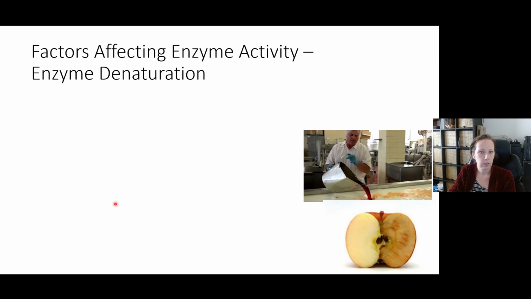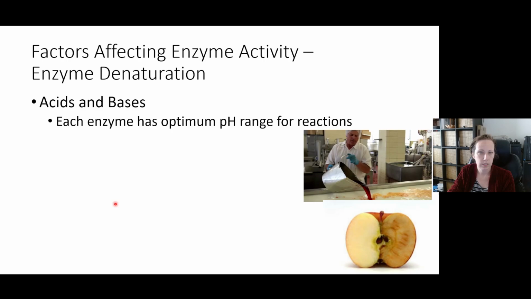Okay. Second way that enzymes can be denatured is through acids or bases. And so each enzyme has an optimum pH range for reactions, a certain range of pH where it's going to perform its best. So for example, pepsin, the enzyme in our stomachs that helps break down protein, has a pH optimum range of 1.5 to 1.7, which is very low. And that makes sense because our stomachs have hydrochloric acid in them.